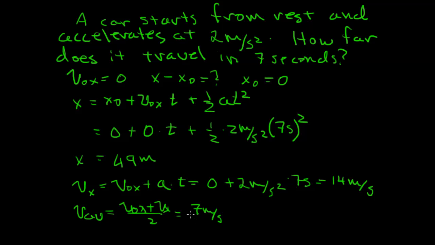Notice that we could have also calculated the distance it traveled this way. We could have said the average velocity is 7 meters per second multiplied by the 7 seconds. And we get the exact same answer we got by using this one formula up here.